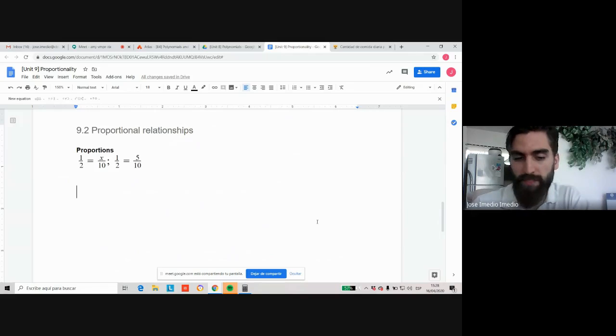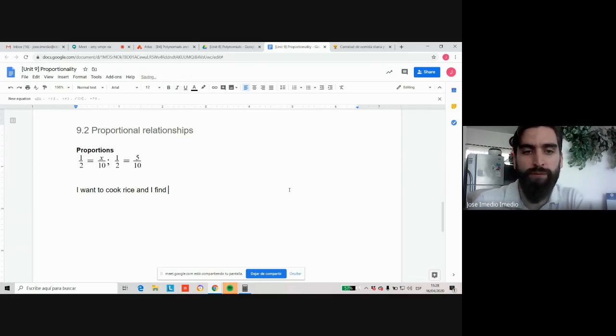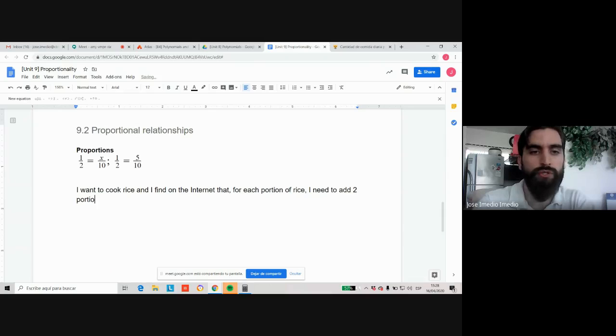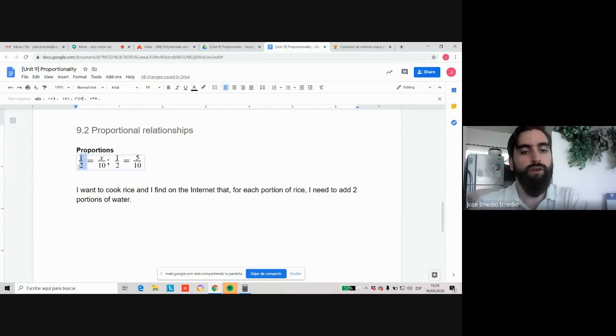Let's say that I want to cook rice, and I find on the internet that for each portion of rice, I need to add 2 portions of water. So the ratio of rice to water will be 1 to 2, right? And this is equivalent to what?